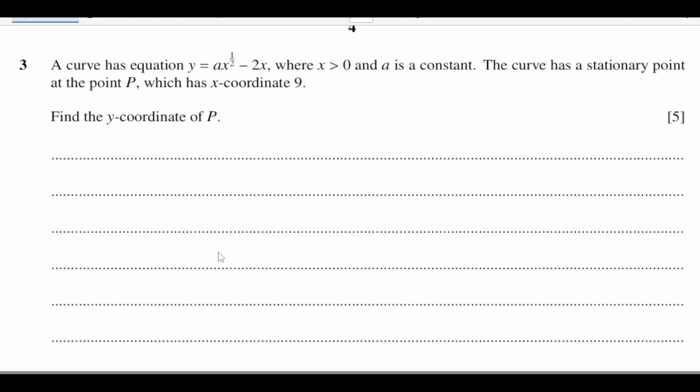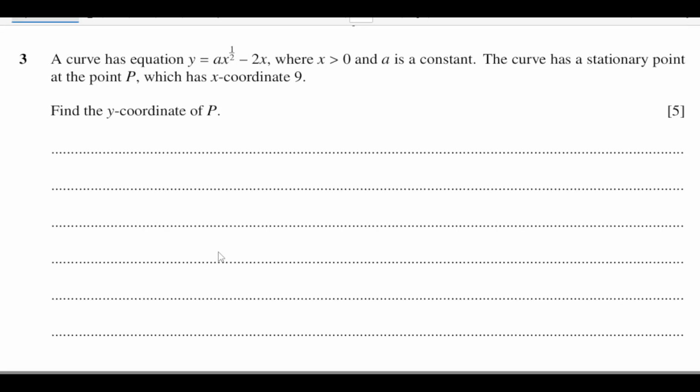Okay, number 3, the curve has equation y equals this, where x is greater than 0 and a is a constant. The curve has a stationary point at point P, which has x coordinate 9. Find the y coordinate of this. So let's start with whatever we are given. We are given y equals a x to the half minus 2x. Now for the stationary point, you need to find dy/dx. dy/dx should be 0 for the stationary point.